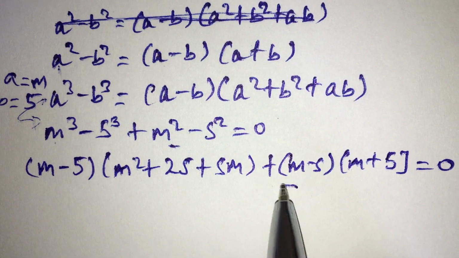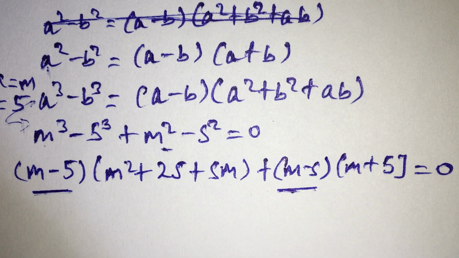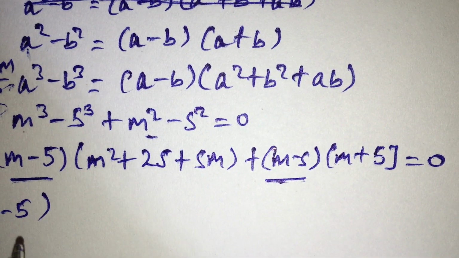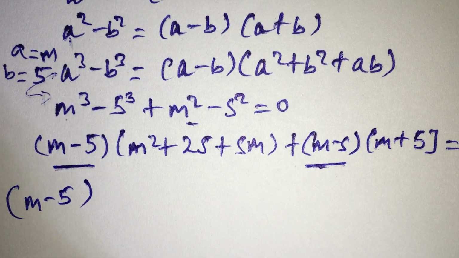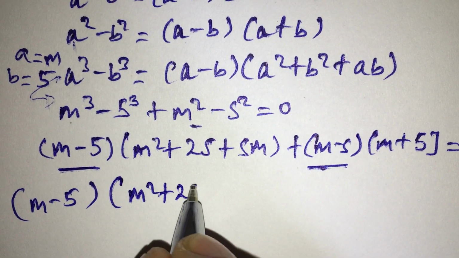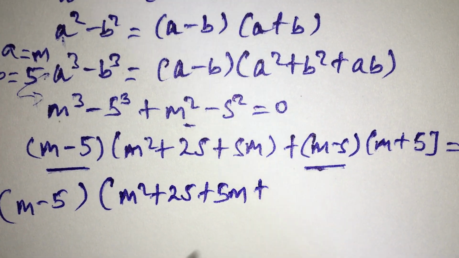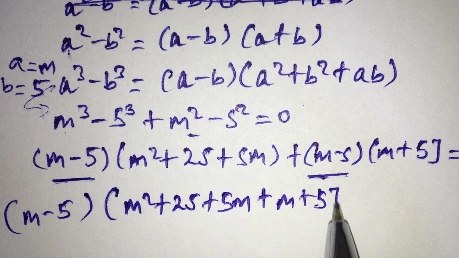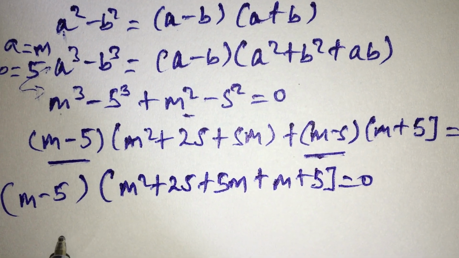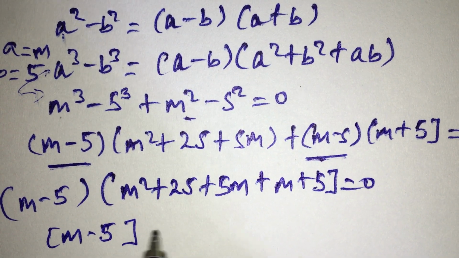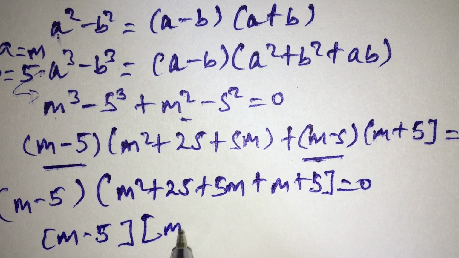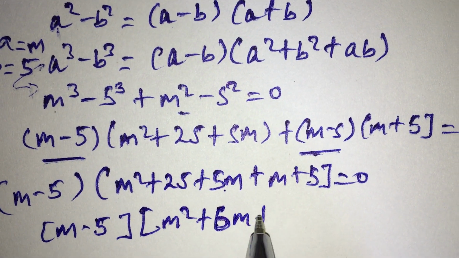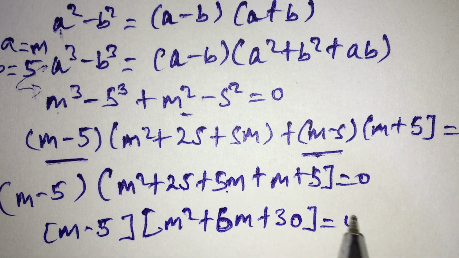Next, we will take the common m minus 5. So m minus 5, the whole m square plus 25 plus 5m plus m plus 5, equal to 0. Next, m minus 5 times m square plus 6m plus 30, sorry, 6m plus 25 plus 5 is 30, equal to 0.